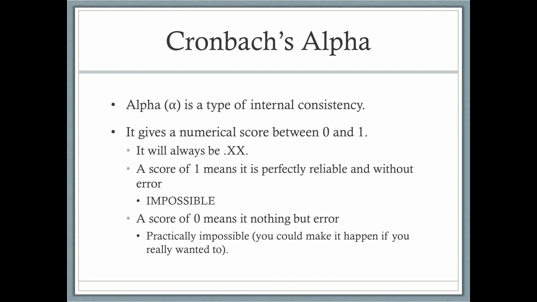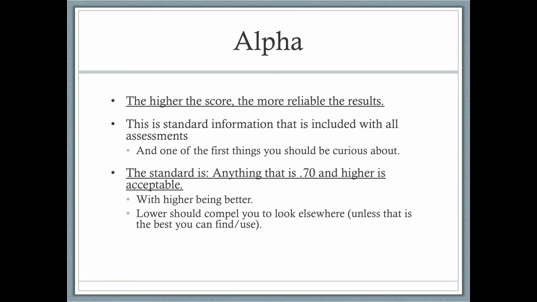So the higher, the better. That's a takeaway. The higher the alpha, the better. The higher the number, the more reliable it is, and the less error it has. Case in point, the higher the score, the more reliable the results. And again, this is included with tests. It'll say such and such test has a reliability of whatever.